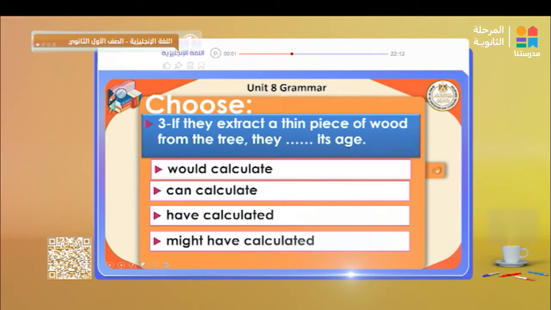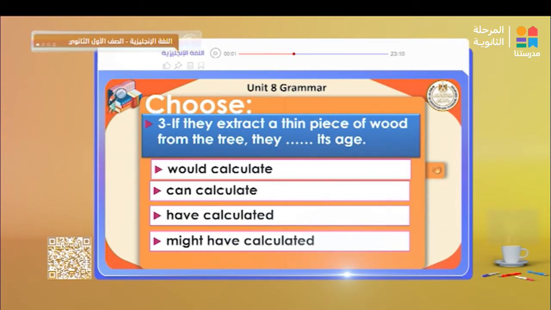Let's look at some examples to make sure that we understand the first conditional. If they extract a thin piece of wood from the tree, its age. Of course, the verb in the first clause is present simple. So the verb in the second clause use would, calculate, can calculate, have calculated, or might have calculated. Of course, we agreed that when the first sentence is present simple, the second clause will have can, will, or may.